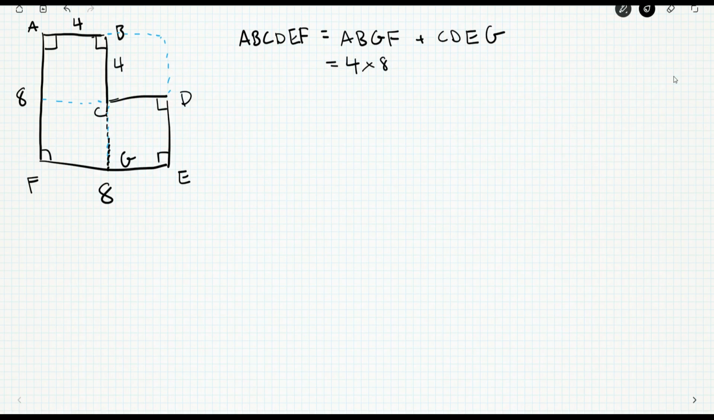Well, you'll notice I have none of his side lengths, but since ABGF is a rectangle, we know there's a 4 there. This whole distance is 8, so GE's got to be 4. By the same reasoning, we'll get DE is 4 because we'll need 4 plus 4 to give us all 8.